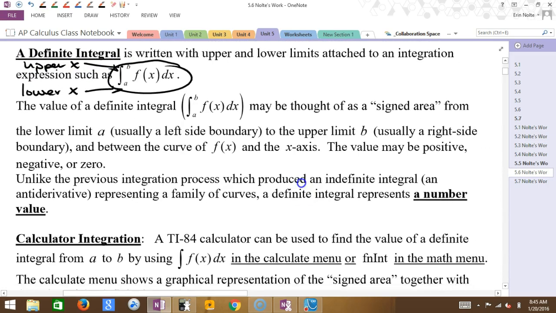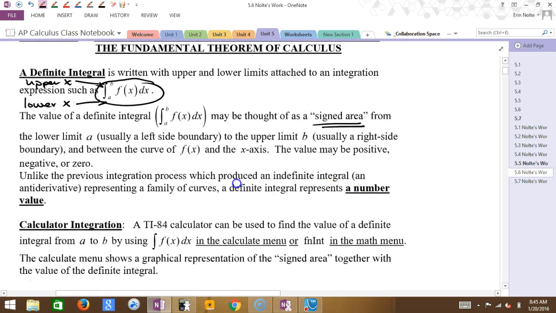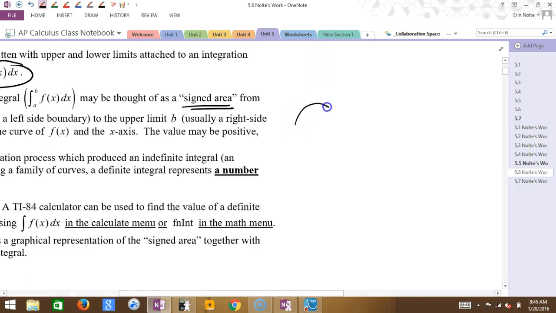They use this phrase of signed area. The idea is, if you have a function, let's say this crazy function right here, and we say we're going to bound it between the x values of -1 and +2, it binds the area between these two x values, the function, and the x-axis. So definite integration finds area underneath a curve.